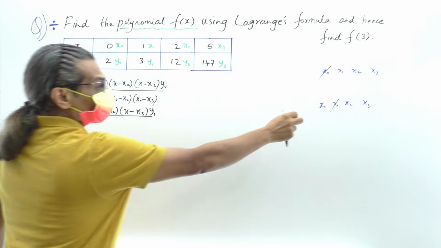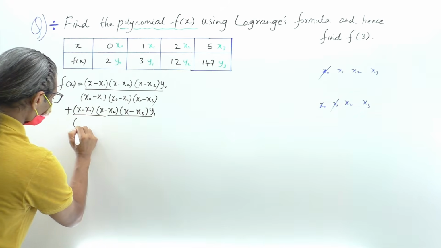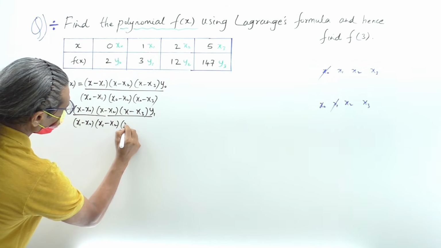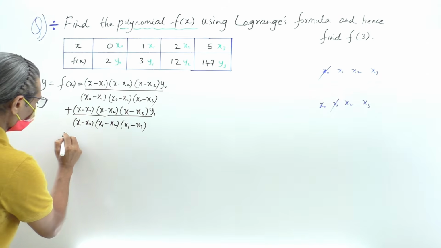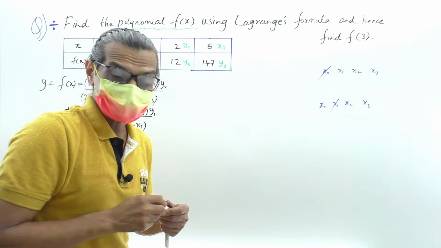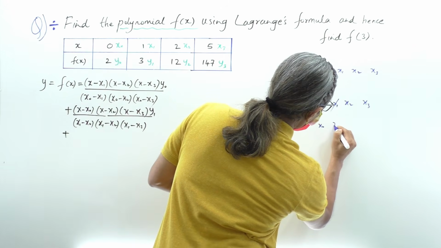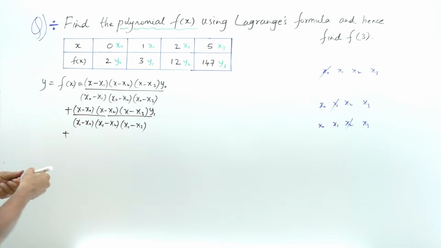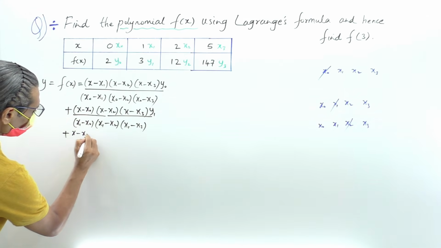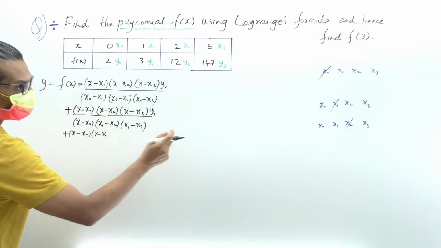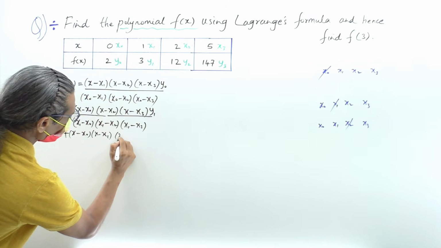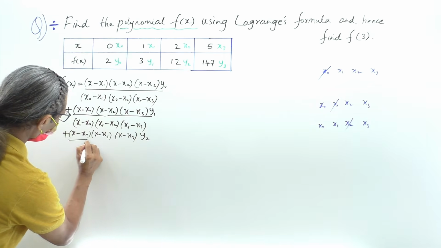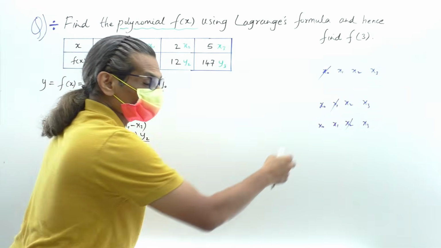over x1 minus all the other terms. x1 minus x0, x1 minus x2, x1 minus x3. Plus again, next what, tell me? x0, x1, x2, x3. Okay, so now I do not take x2, then this will be x minus x0, x minus x1 and x minus x3 into y2 over x2 minus all the terms.